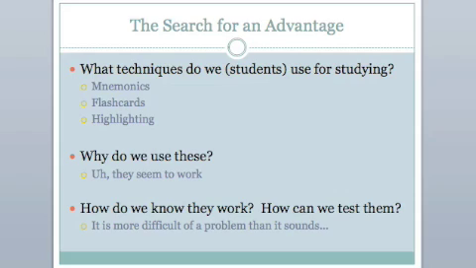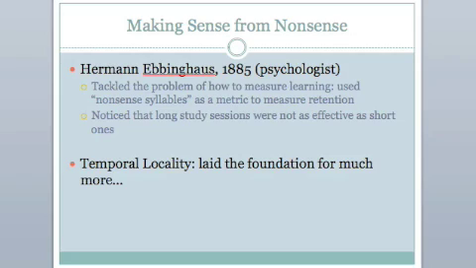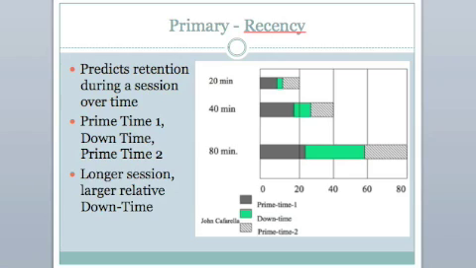And in order to answer, we're going to have to take a look at a pioneer in the field by the name of Hermann Ebbinghaus in 1885. He was a psychologist, and he tackled these problems by using nonsense syllables as a metric to measure retention. One of the most important things he noticed was that long study sessions were not as effective as short ones. In noticing this, he laid the foundation for the importance of temporal locality, or timing, within the context of learning.